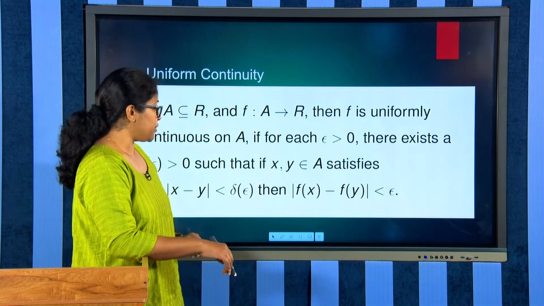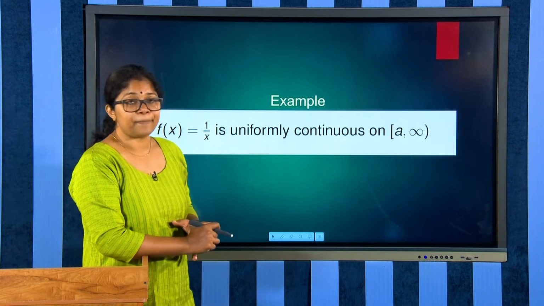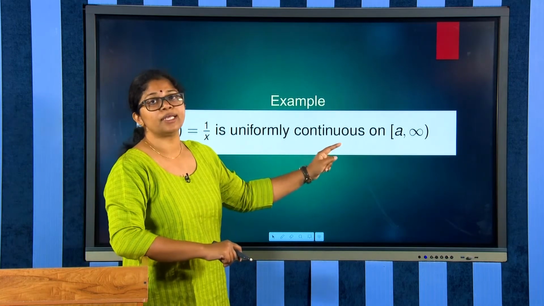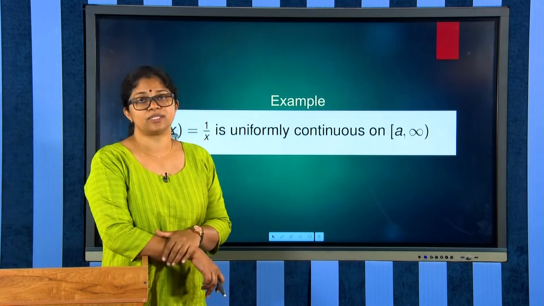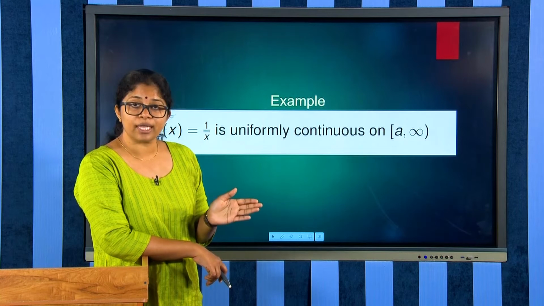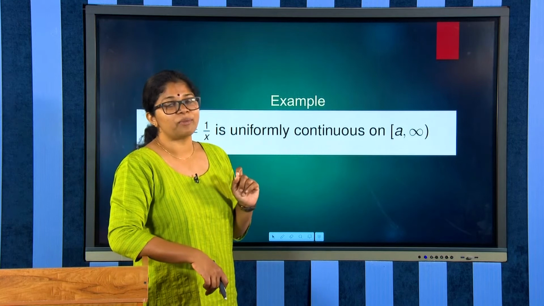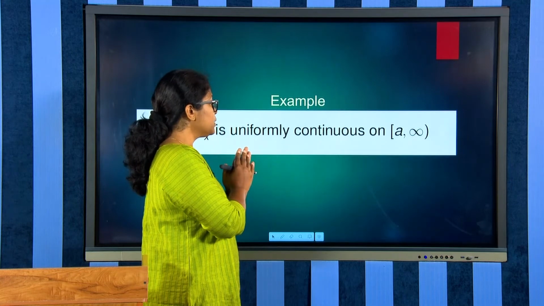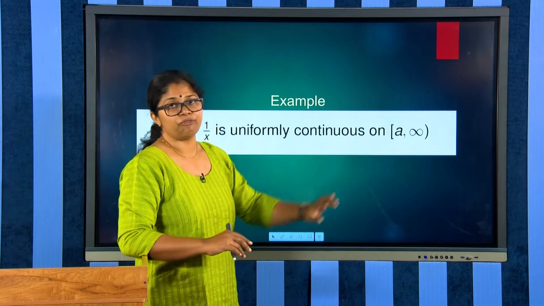So, that is the definition of uniform continuous functions. Now, as an example, we can see f of x is equal to 1 by x is uniformly continuous on some a to infinity where a is strictly greater than 0, because just now we have seen that example 1 by x is continuous on the interval 0 to infinity or 0 to 1 or whatever it be, but it is not uniformly continuous as we become closer and closer to 0. But we can say that this is uniformly continuous on some point a to infinity.